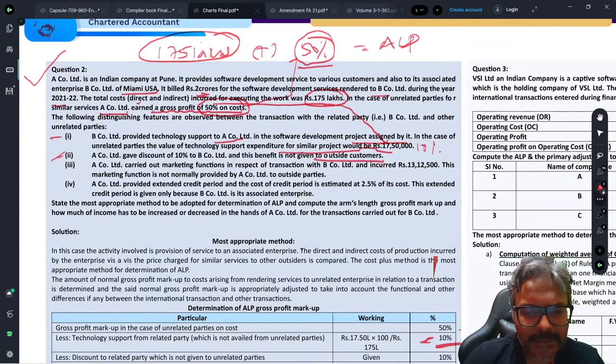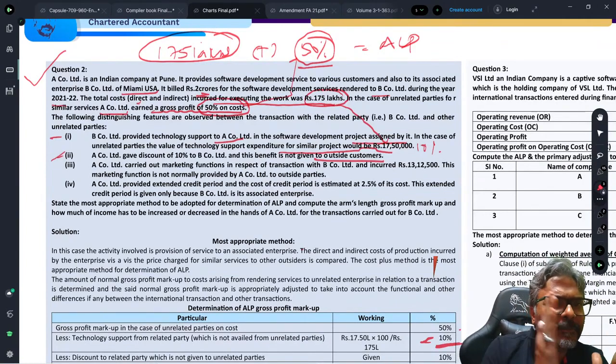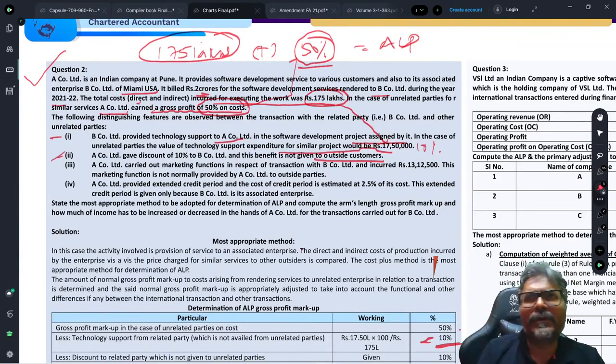Whether the price will go down or not? Quickly say, students. Whether the price will go down? And the answer is yes. Discount has been given in the international transaction, in the A transaction. So if you are giving a discount in the international transaction, the price will go down. If the price will go down, margin will also go down.